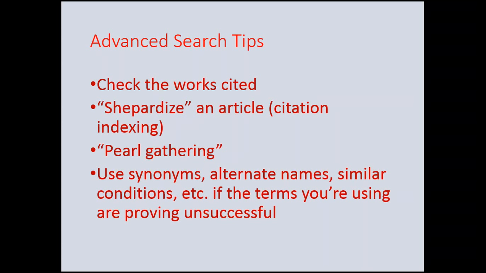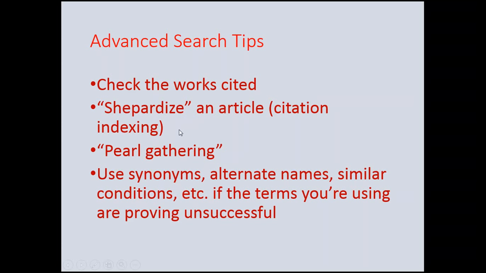The opposite of that, sort of the inverse of that, is something called shepardizing or citation indexing. And that is when you have an article and you say, well, who has cited this article? If you find this good article, who has cited that? So checking the works cited list would help you move backwards in time, and shepardizing will help you move forwards in time. So obviously shepardizing is going to work best when you have an article that's a little bit older.